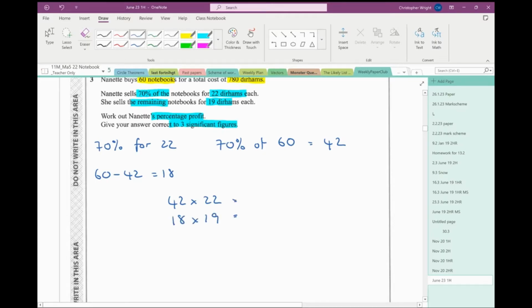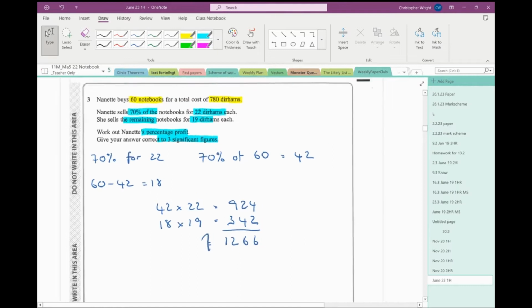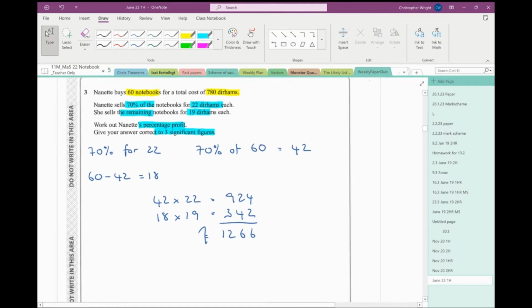So let's work out how much money she sold them for in total. So in total, she took 1,266. Now, what's her profit going to be? Well, her profit is, sorry, it's not pounds, is it? It's dirham. And her profit is what she received, subtract what she spent, giving her a profit of 486 dirham.